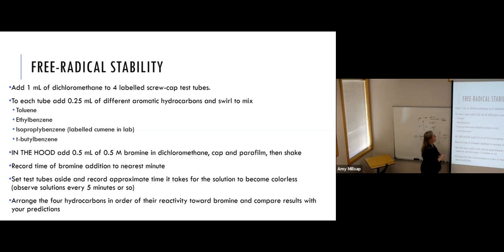To each tube, add 0.25 milliliters of the different aromatic hydrocarbons. Swirl and mix. Your hydrocarbons are, well, shoot. I'm just gonna put it over here. Toluene, which is a benzene ring with a methyl group.